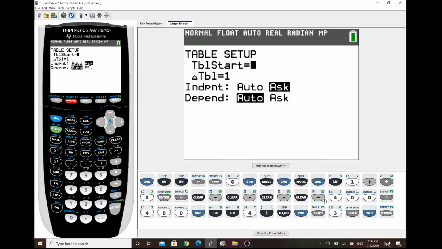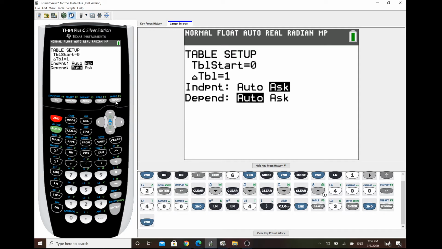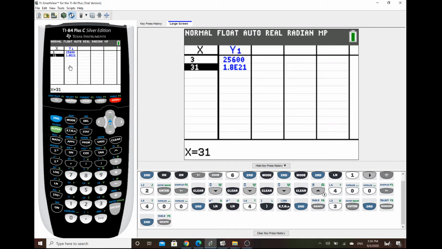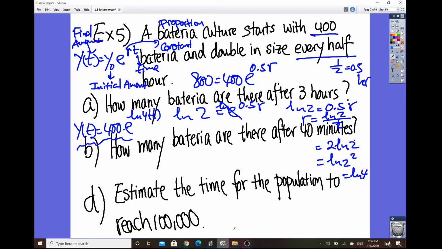You need to highlight it. And then the dependent variable is always considered automatic. And now, once again, go back to second table, or second graph. You'll see that after 3 hours, it's 25,600. So this one, 25,600.